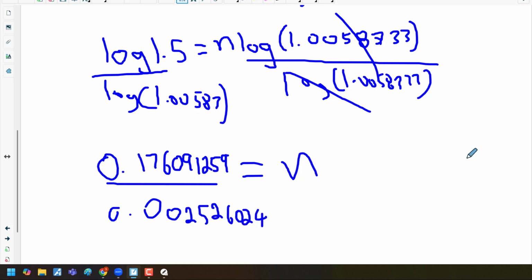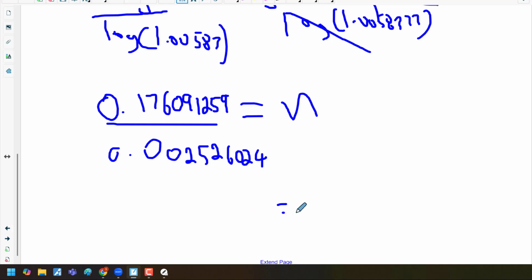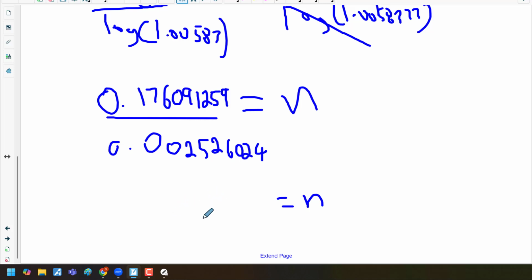0.002526024. And these are just numbers. They're just very long numbers with decimals, but as long as you're writing everything out, you should be fine. And now you just do a division. That's it. So n is equal to 69.71. And I've rounded to 2 decimal places.